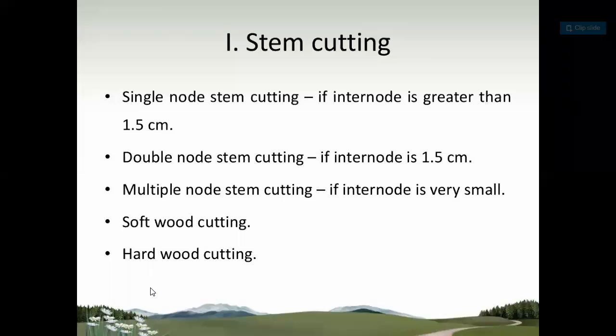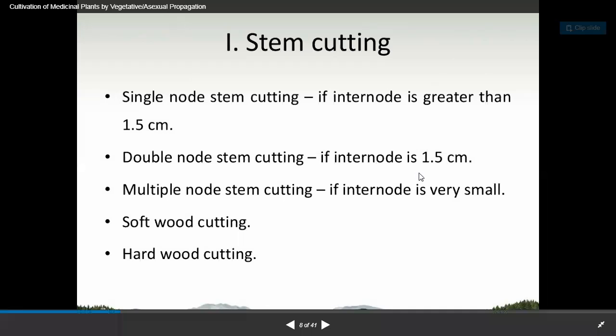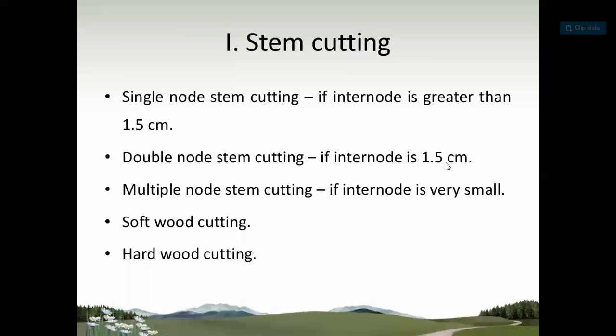Single node stem cutting, if the internode is greater than 1.5 centimeter, right? So here the stem size matters. If the internode, the main portion of the particular plant, is more than 1.5 centimeter, we have to go for single node stem cutting. If it is double node stem cutting, what happens here? The internode is only 1.5 centimeter. Then we are going to go for double node.